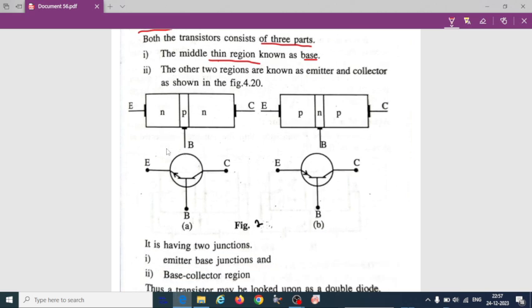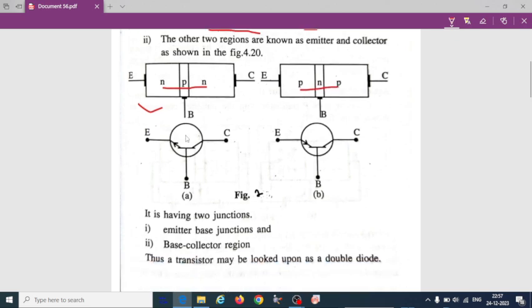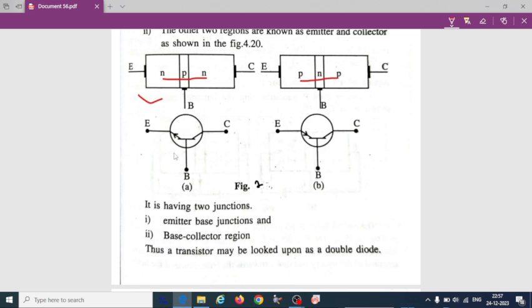We can understand the PNP and NPN transistors with the help of these diagrams. This is for the NPN transistor and this is for the PNP transistor. So what is the symbol for the NPN transistor? Here we can see the arrow mark. This is the emitter base junction, and here we can see the arrow mark is towards the base. So this is the base collector region.